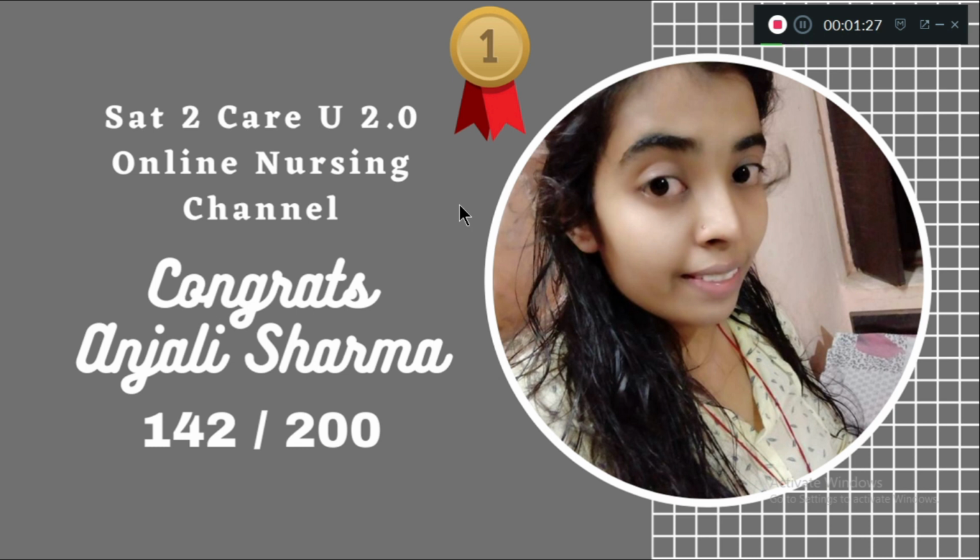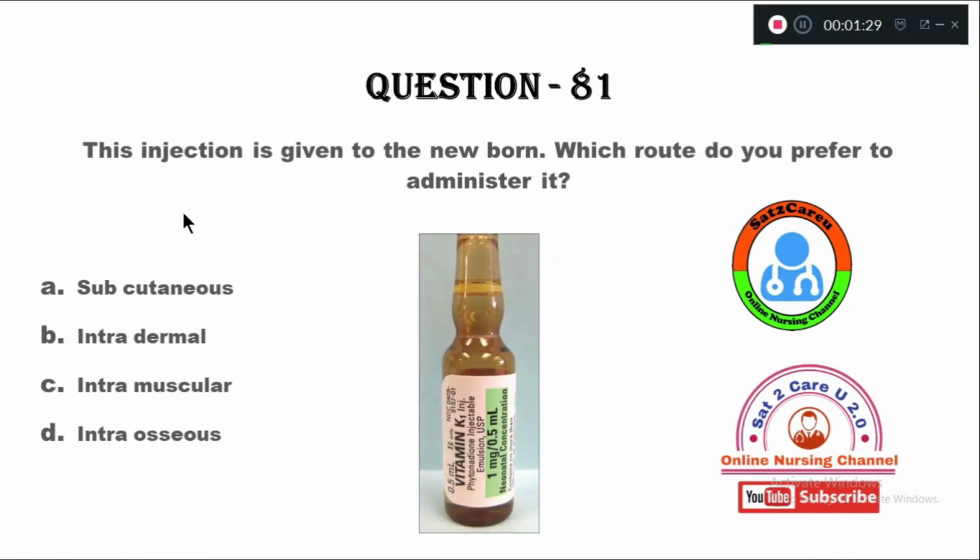And now let's see question number 81. This injection is given to the newborn. Which route do you prefer to administer it? Option A, subcutaneous, B, intradermal, C, intramuscular, D, intraosseous. So the injection shown in this photograph, vitamin K, is given to the newborn and it is administered by the intramuscular route. Option C is right.